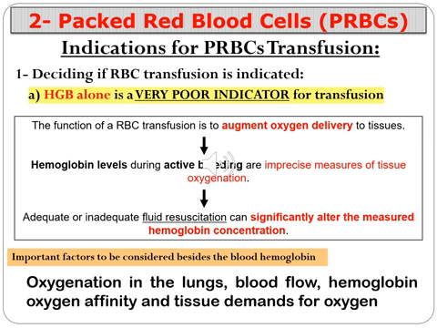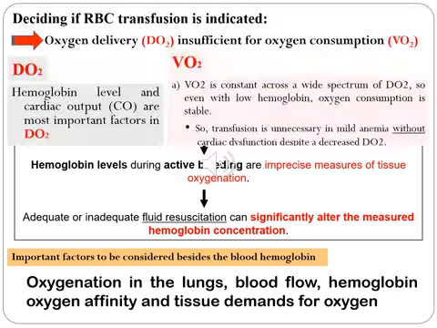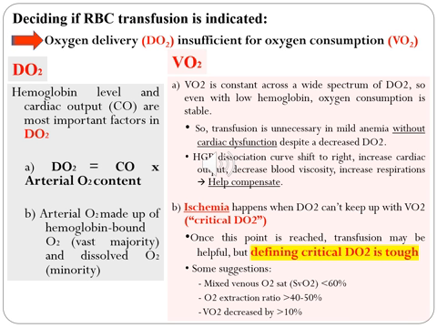The most important rule here is that hemoglobin alone is a very poor indicator for transfusion. This is because the primary function of RBCs is to deliver oxygen to tissues adequately. So as long as oxygen delivery to tissues is maintained adequately, there is no need for RBC transfusion. Oxygen delivery to tissues, or DO2, depends on cardiac output and arterial O2 content. The tissue's oxygen consumption, or VO2, is stable across a wide spectrum of DO2. This means that even with low hemoglobin levels, oxygen consumption remains greatly stable.